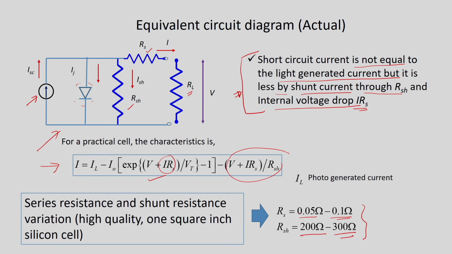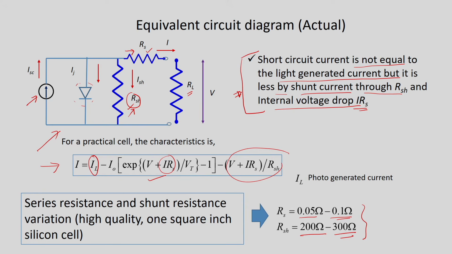So, the point here is that IL cannot be directly equal to ISC. It involves a lot of losses if we connect this RSH and RS. Normally, resistance is very, very high in the case of shunt resistance, and the series resistance is not much. That is why the energy dissipation is not much.